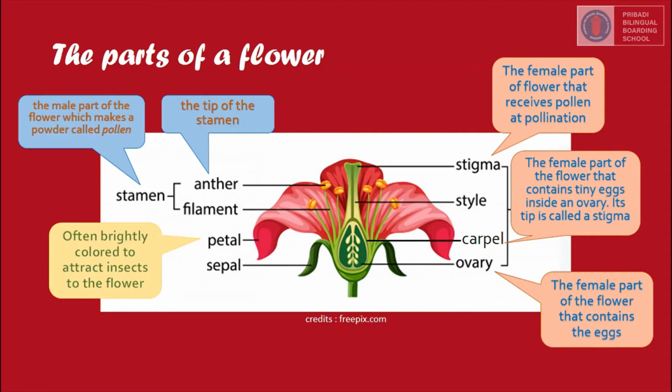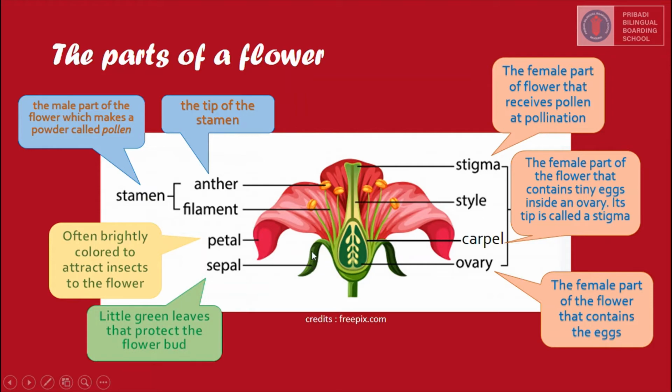Next, the petal is the part of the flower that is brightly colored. It has a job to attract insects to the flower. The next one is the little green leaf called sepal. Sepal has a job to protect the flower bud. Before the flower blooms, it is a bud, and the bud is protected by these little green leaves called sepals. After it blooms, the petals will grow, and they have bright color to attract insects or other animals.